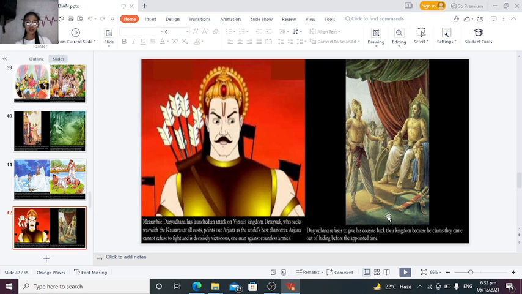Meanwhile, Duryodhana has launched an attack on Virata's kingdom. Draupadi, who seeks war with the Kauravas at all costs, points out Arjuna as the world's best charioteer. Arjuna cannot refuse to fight and is decisively victorious, one man against countless armies. So Duryodhana refuses to give his cousins back their kingdom because he claims they came out of hiding before the appointed time.